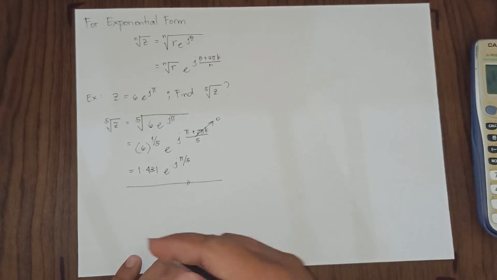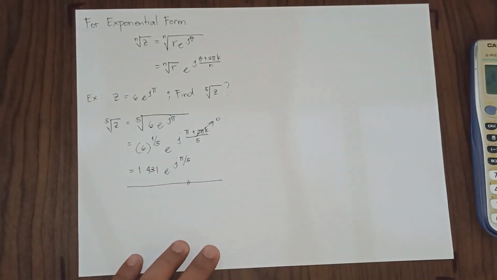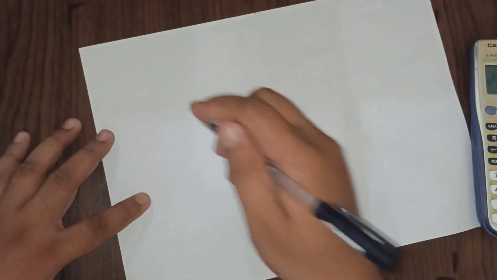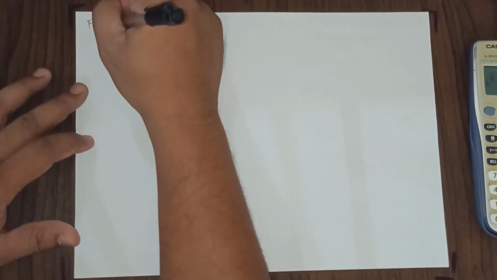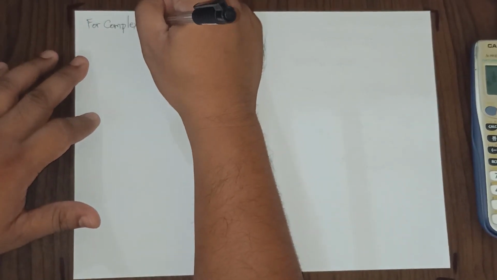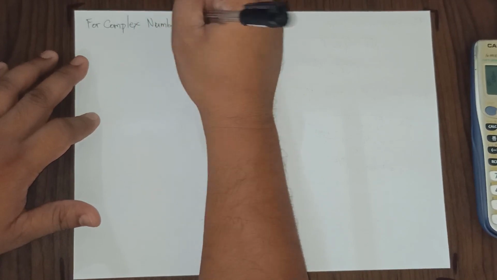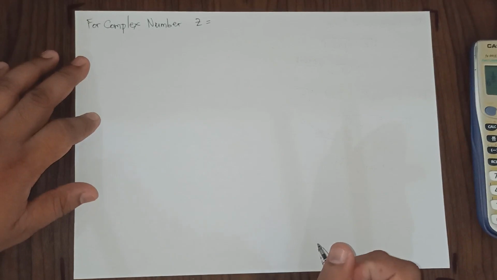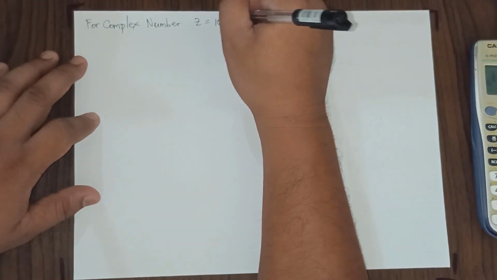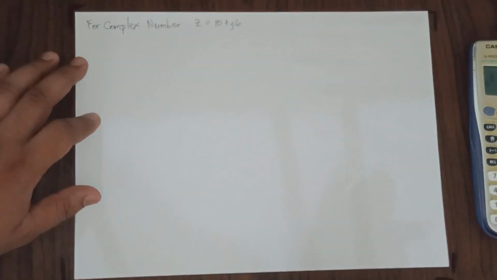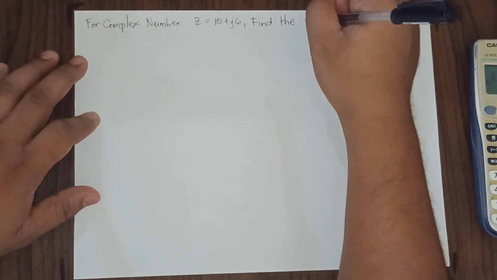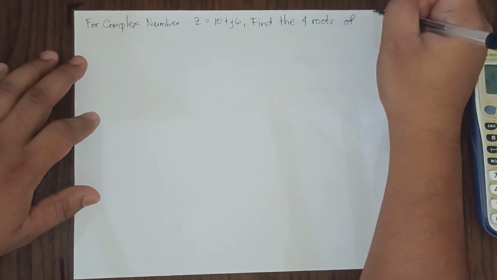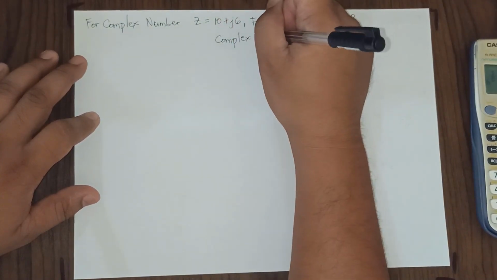Remember that what we discussed now is when the k value is not yet given. So what if the examiner gives a k value? For example, the examiner gives this kind of problem: for complex number, z is equal to 10 plus j6, find the four roots of the complex number.